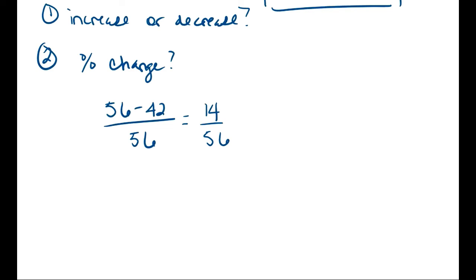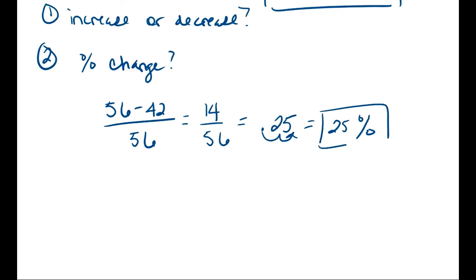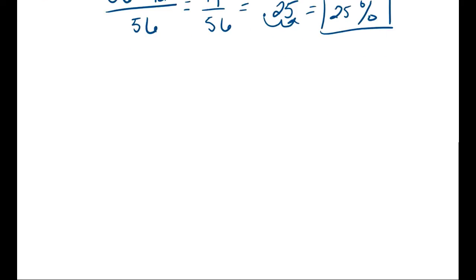So when we subtract here, we're going to get 14 over 56. And then we're going to go ahead and do that division. I'm going to assume that you guys can do that. And we're going to get 0.25. But remember, we want a percent. And in order to make the percent, we have to move the decimal 2 places to the right. And so our percent decrease is 25%. Okay? All right, let's do another one.